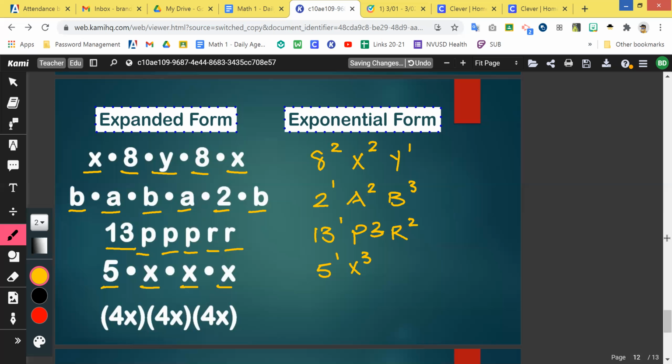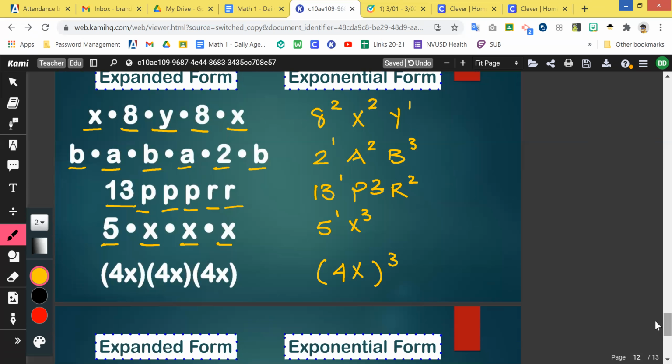Last problem, 4x is in parentheses, so again, I want to keep it in parentheses. And I have 3 of them, so 4x quantity cubed. Okay, so it's really easy to think about how to do these problems. You're looking at the different bases you have, and you're just counting up how many of each one that you have to write it in exponential form. Okay, so we have 2 more examples.